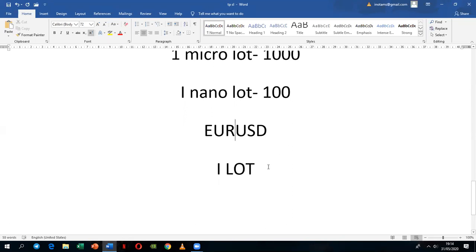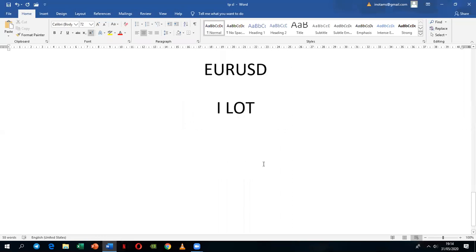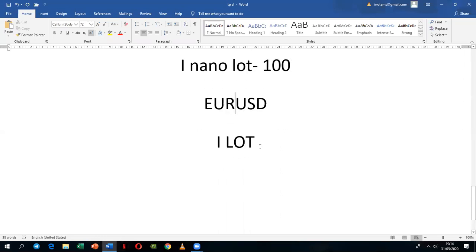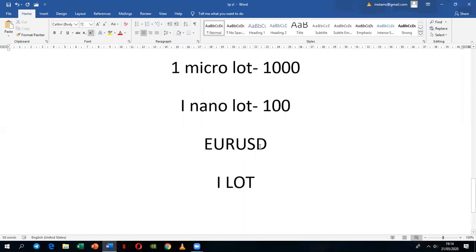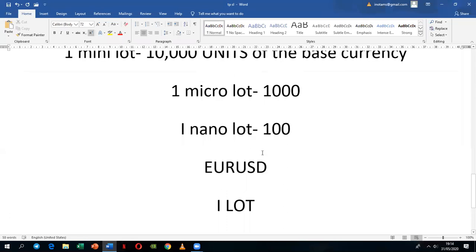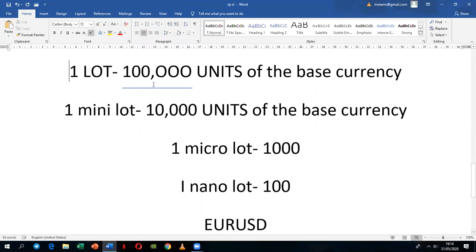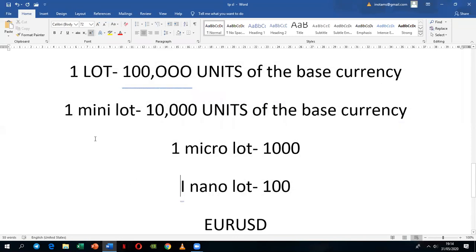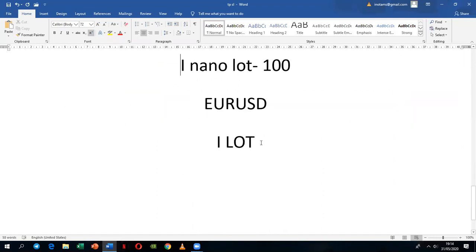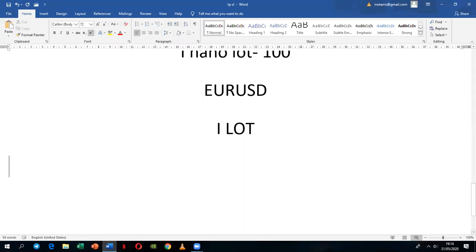So now that you know this, since I told you to find the pip value, you need to know the position size. All this is position size. One lot, this is trade size or position size. So after having all that, there's a formula to find the value of a pip. So, pip value.